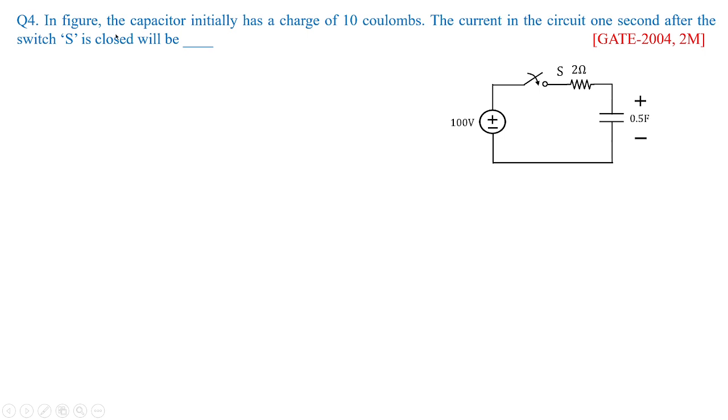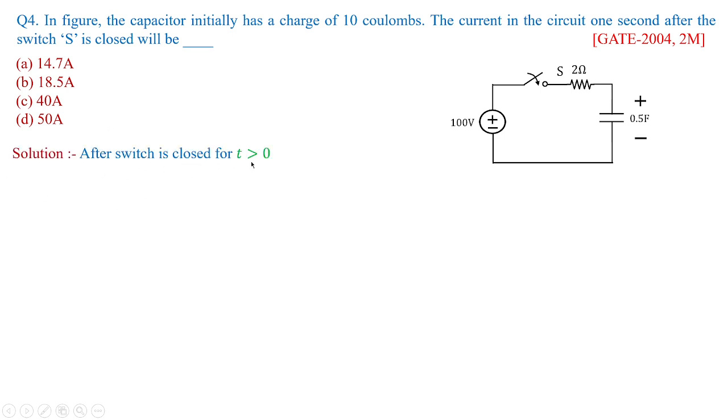In the next problem, the capacitor initially has a charge of 10 coulombs. The current in the circuit 1 second after switch S is closed will be dash. It was asked for 2 marks in GATE 2004. It's a simple RC circuit. The RC circuit is excited by 100 volts when the switch is closed. That is the condition we need to keep in mind. The options are given as A, B, C, D, so we need to check which option is the right answer.